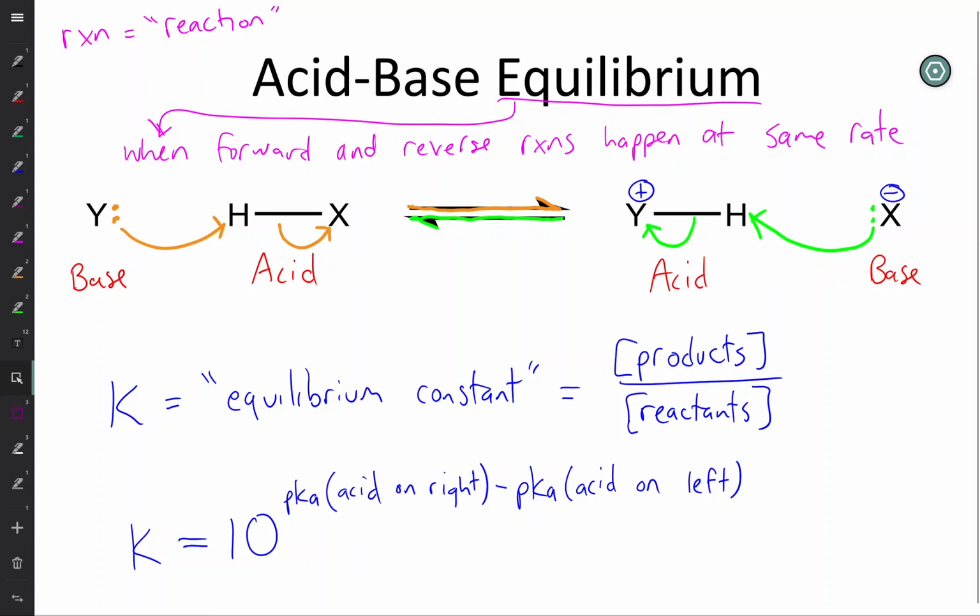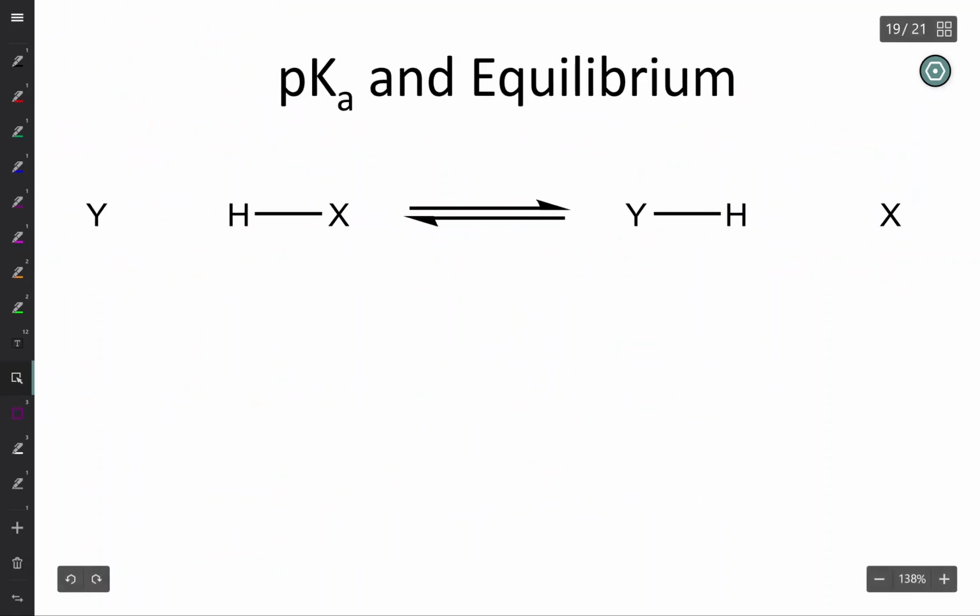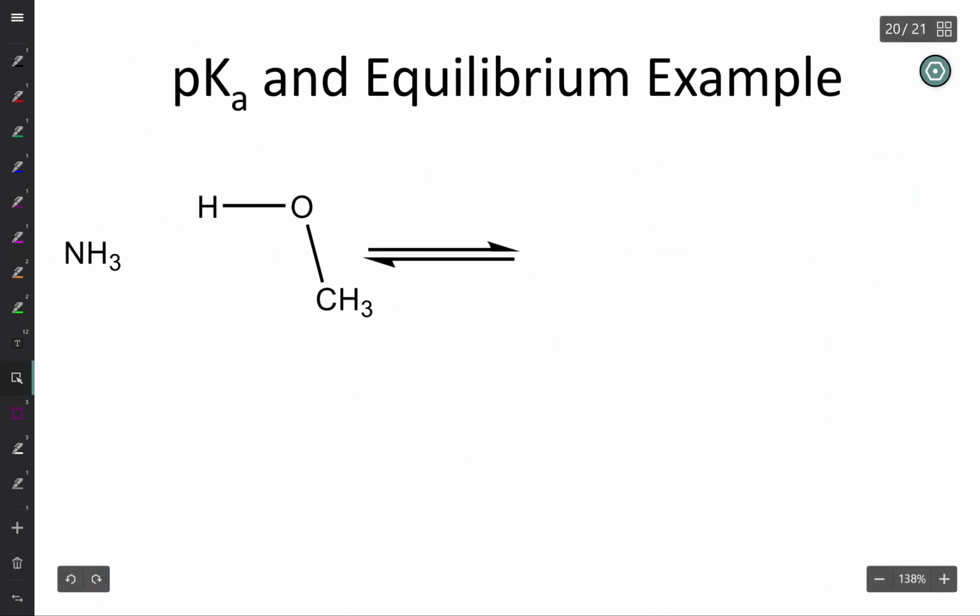So here's how we use this equation. If we want to look at an equilibrium and decide, okay, am I going to form lots of products or am I not going to form many products? We can find this ratio. So here's an example.